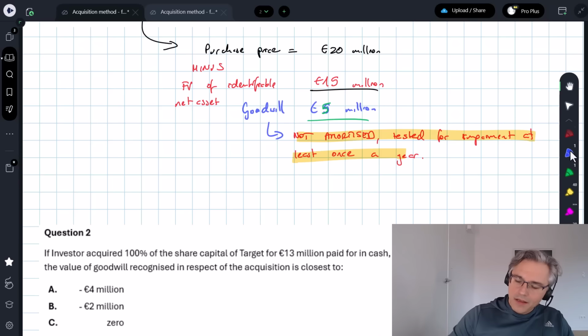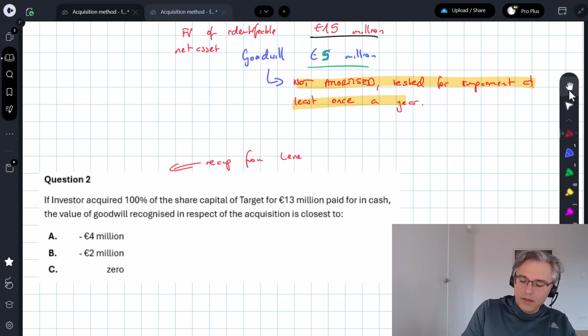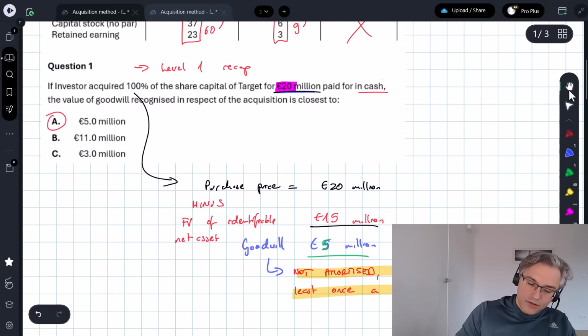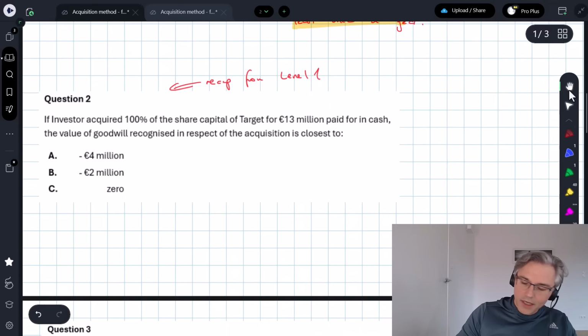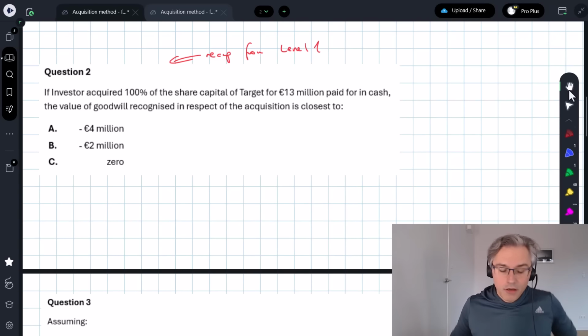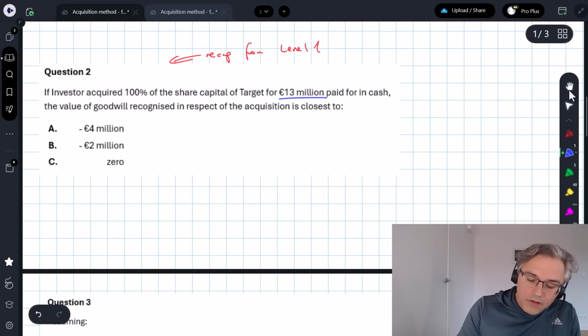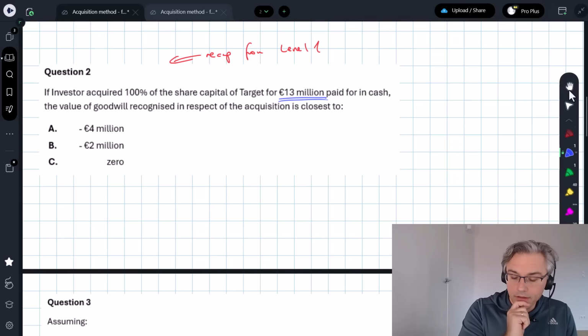Now, another recap from level 1. This question 2, but also question 1, was a recap from level 1. You should appreciate what happens when the purchase price is much lower. So this time around, the data is pretty much the same, but we're told investor acquired 100% of the share capital of target, but only paying 13 million in cash. And what is now the value of goodwill recognized in respect of the acquisition?